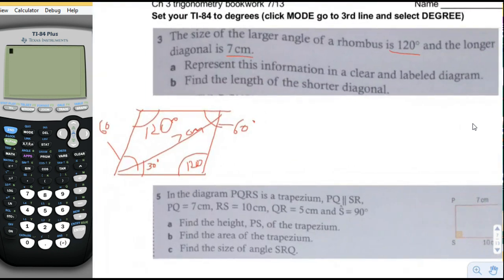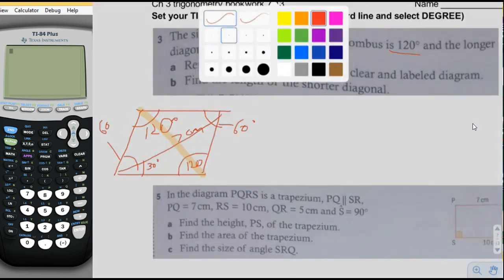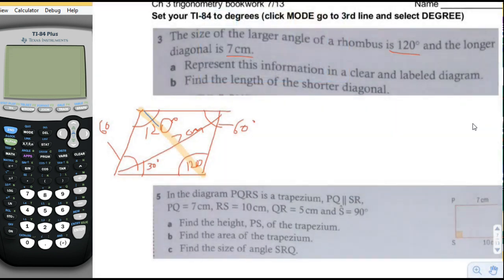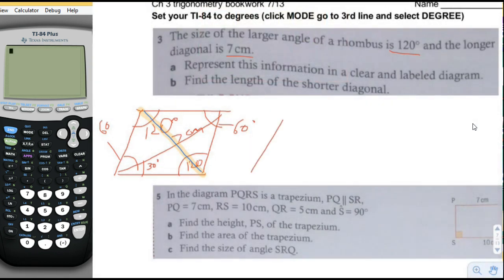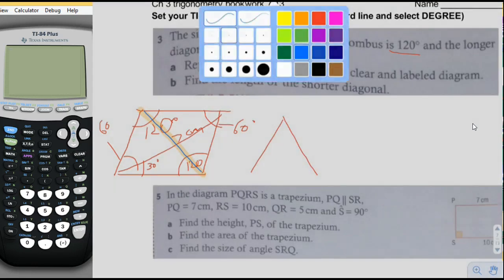Okay. And then it says find the length of the shorter diagonal. So that would be the length of, and I'm going to draw it here in orange, it would be that length there. So we could find that by considering this to be like two different triangles maybe. And so we're going to draw this half a triangle here. It'll look kind of like that.